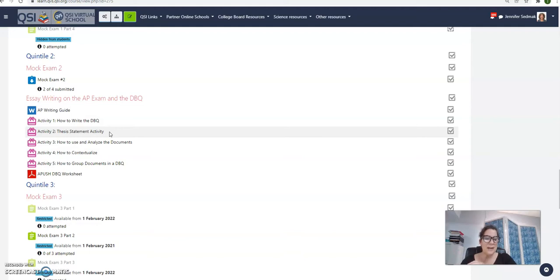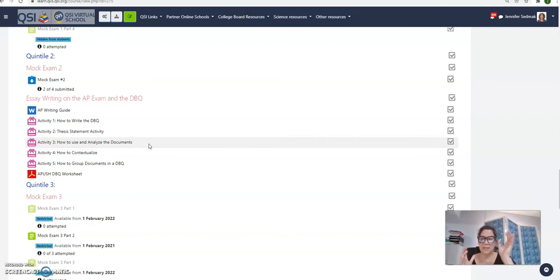But there's a thesis writing activity in here about the Haymarket incident, and you'll be exposed to good and bad examples of different thesis statements and how to make your thesis statement more analytical. Then there's a separate activity on how to analyze documents. This one is really good, and you guys have a lot of practice with analysis of documents because we do it for every unit, but you might check that one out.